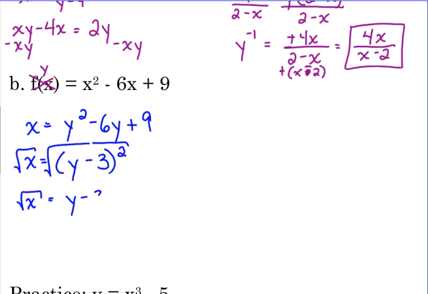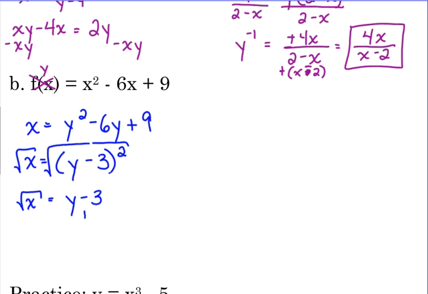So we've got the square root of x is equal to y minus 3. Now, I've been trying to stress the positive and negative when you take a square root, but we can't include the positive and the negative because then it won't be a function. We'll end up with multiple values. So we just consider the positive here.